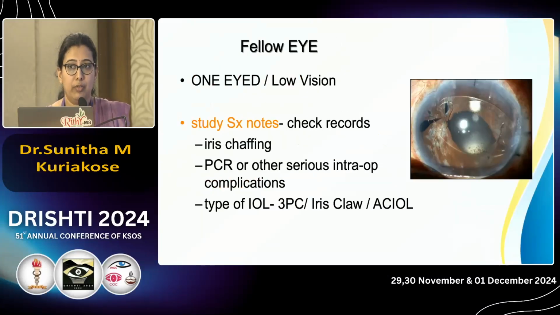Always check the fellow eye. As I already told, one-eyed people, just avoid. Check their surgery notes. See if there are any signs of iris chafing, if any PCR had occurred, or any serious intra-op complications like iris prolapse, and what type of IOL has been placed, like a 3-piece, an iris claw, or an AC IOL. So we expect the same complications in the eye that we are going to operate also.